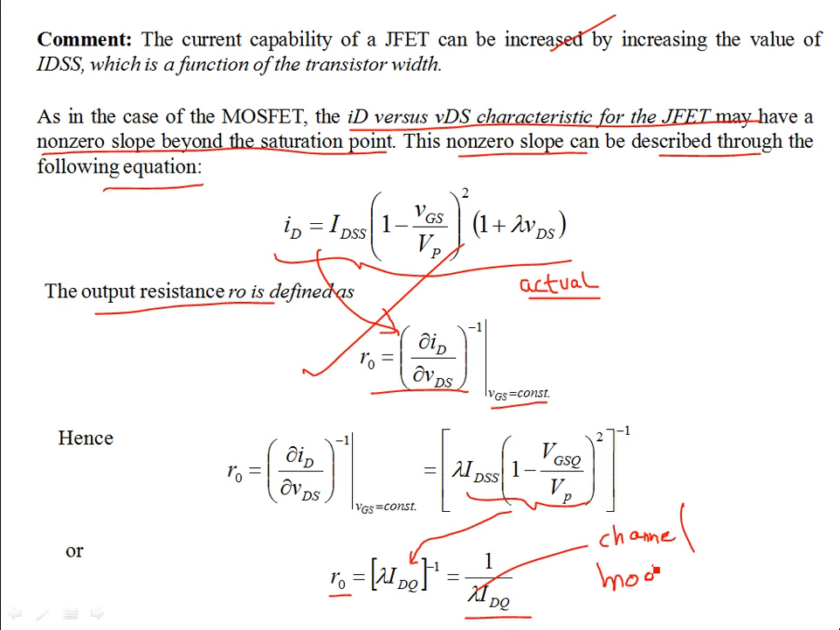For a non-zero channel modulation parameter, this is modulating the channel. If lambda is 0, you have the ideal case and you don't need to consider this. To consider this non-ideality, the non-zero IV slope beyond saturation, the channel resistance is also affected by VDS. That means VDS is also controlling the flow of the drain to source current ID. Then there is a forward resistance given by 1 over lambda IDQ.